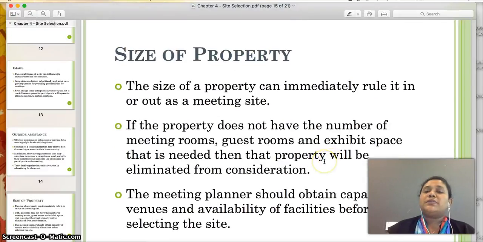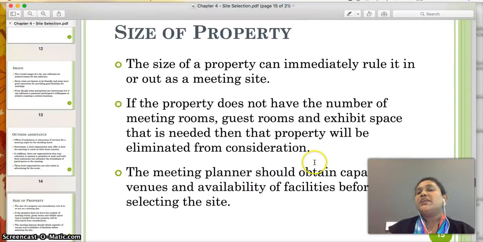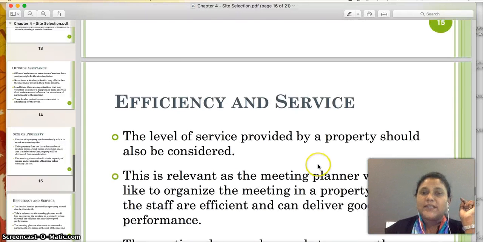The size of property, of course, as I told you, if it's going to be a residential conference, you will have to look into rooms for your delegates. Then you will have to look at the number of rooms and the number of people coming in. Again, this is based on your number of people attending.